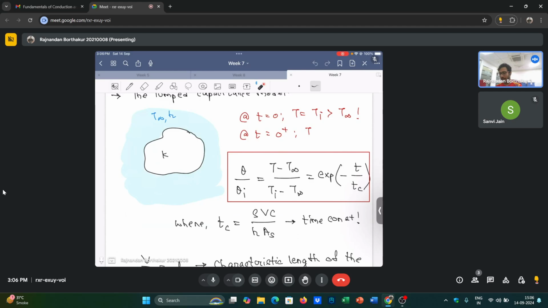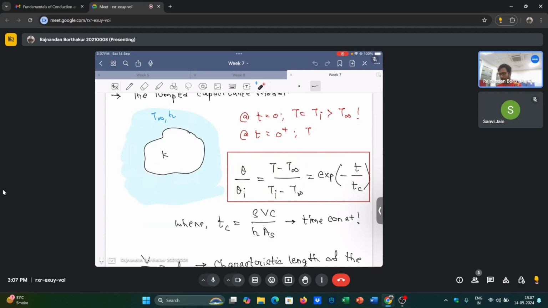And we saw that in this lumped capacitance model, just by using a simple energy balance, the temperature field typically decays exponentially with time. The expression is somewhat like this: theta by theta i is equal to the difference t minus t infinity by t i minus t infinity, where this T happens to be our variable, which is now just a function of time, and it is of course equal to the exponent of minus t by tc.